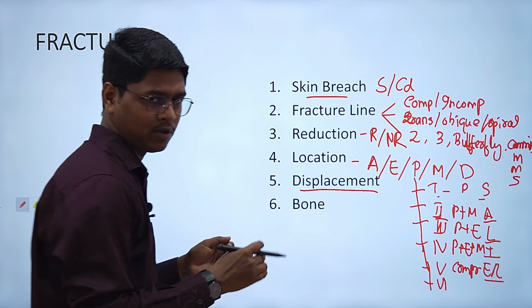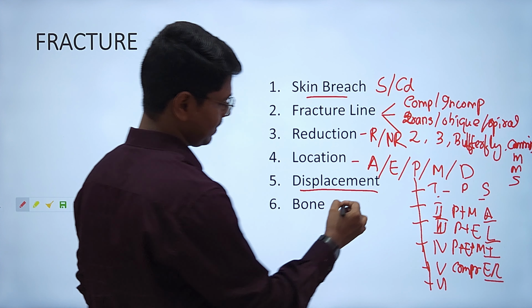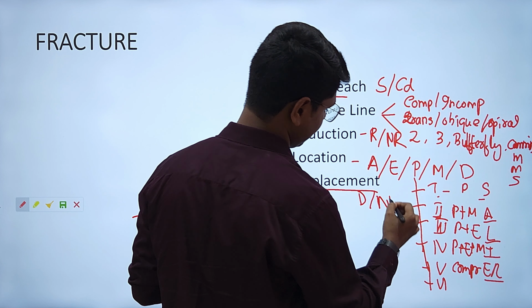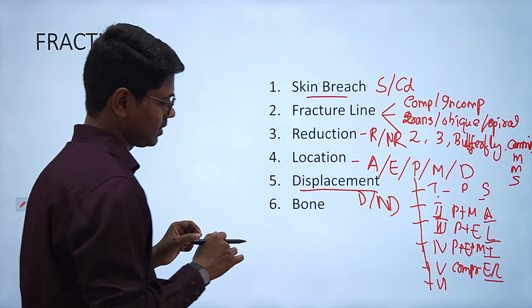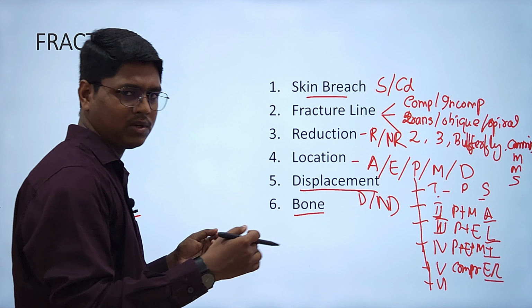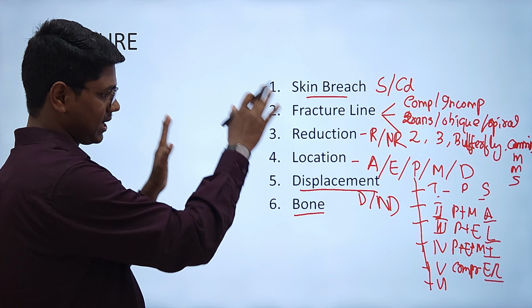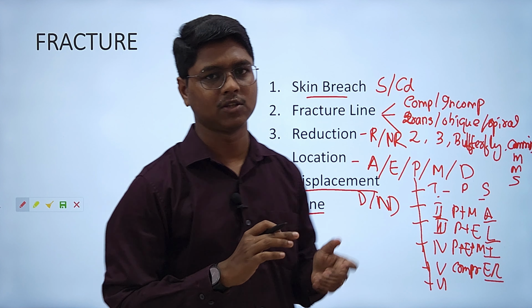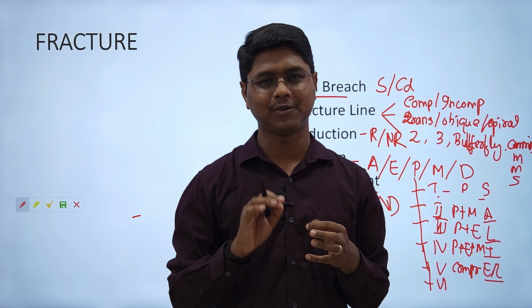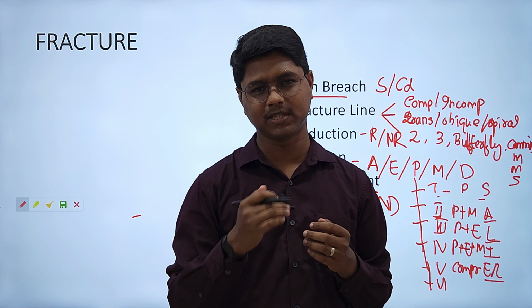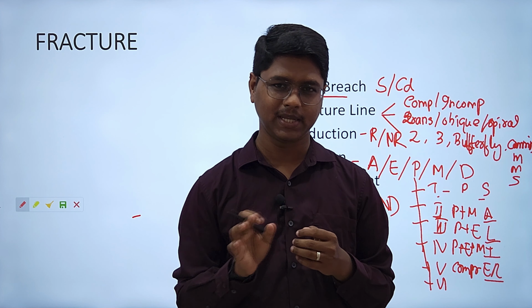Next, displacement, whether displaced or non-displaced, on the basis of the proximal fractured segment. Next, the bone, which bone and which side of the bone. So this is basically the detailed classification of the fracture. I hope now you can write it in the examination. If it comes that you must classify the fracture, you can write it very easily.